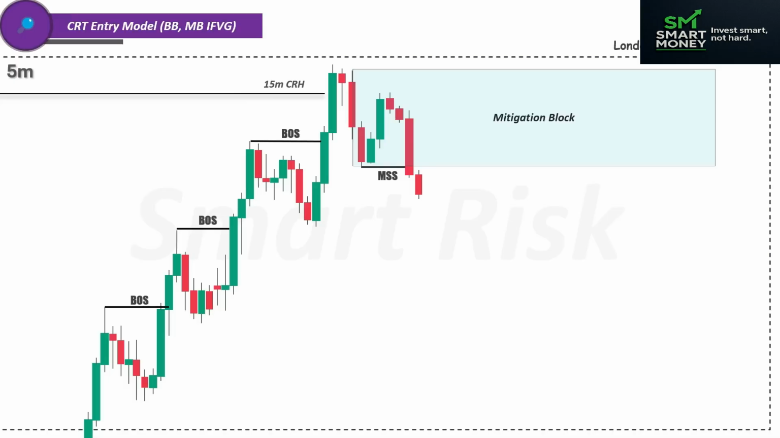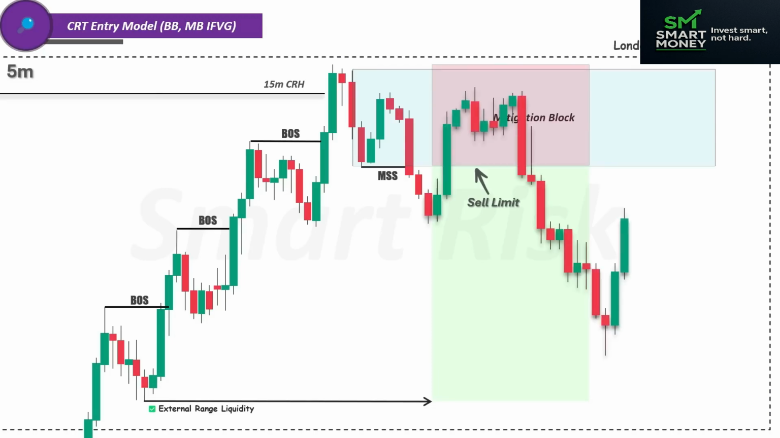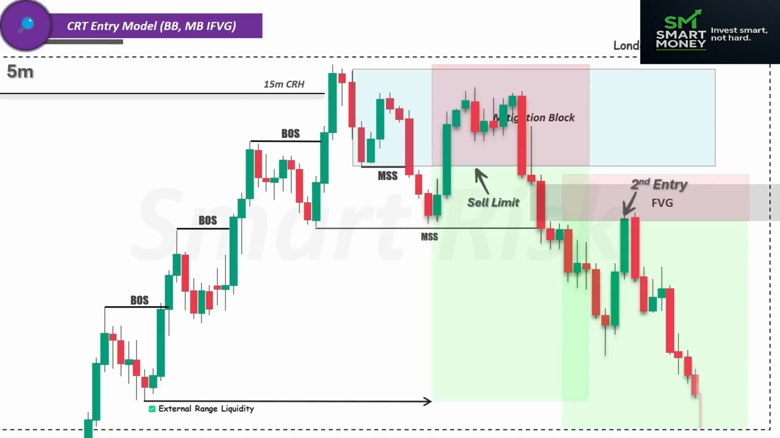Then we place a sell limit order at the lowest point of that mitigation block, with the stop loss a few pips above the nearest swing high, and wait for the price to retrace into the zone. And just like the 1-minute IFVG model, if the first trade is already running in profit, we can always add another position as a continuation setup if price forms a new bearish fair value gap during the next pullback. In that case, the next unmitigated bearish fair value gap becomes our second entry zone.